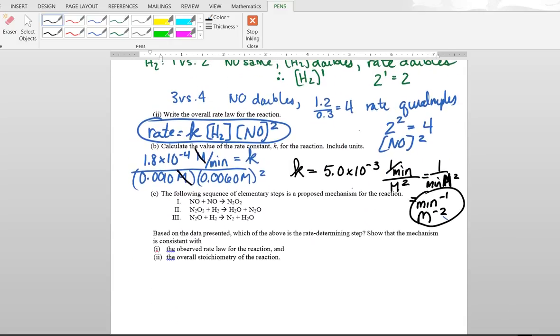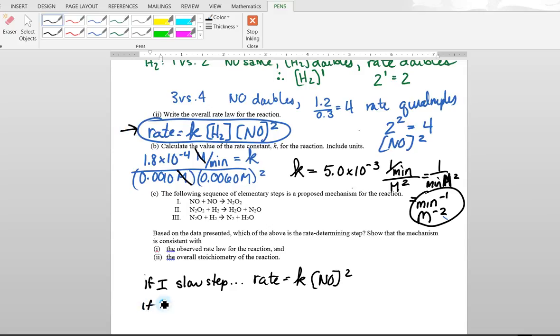And this is a little bit different scenario. They give you a proposed sequence of steps. You need to figure out which is the slow step. And so if you think through your options here, let's think through it. If 1 were the slow step, then the only thing involved in the slow step are 2 molecules of NO. So if 1 were the slow step, then rate would be equal to K NO squared. Okay, that doesn't match the rate law that we just figured out up here, so it must not be 1.